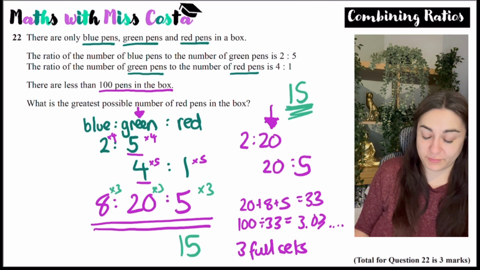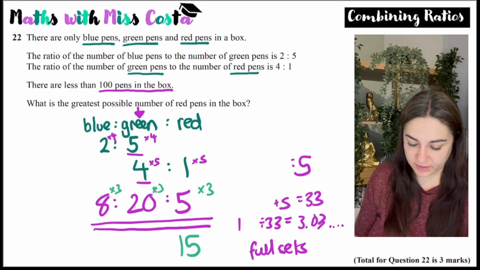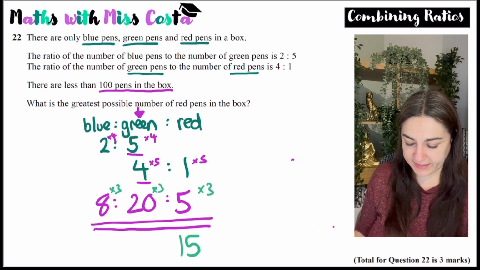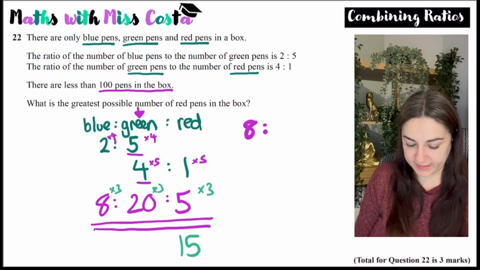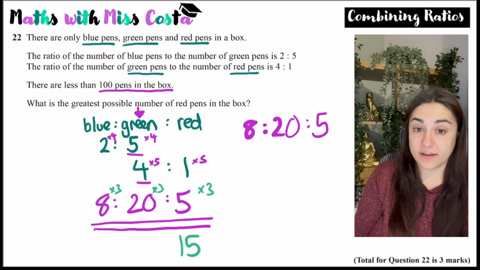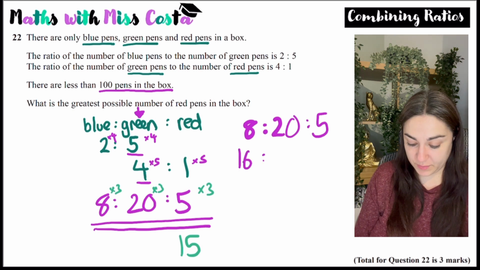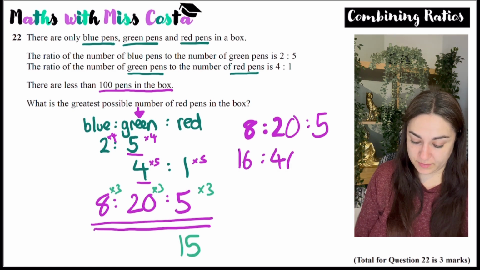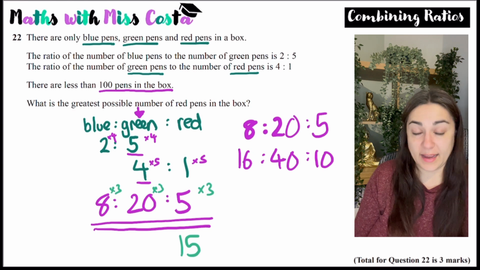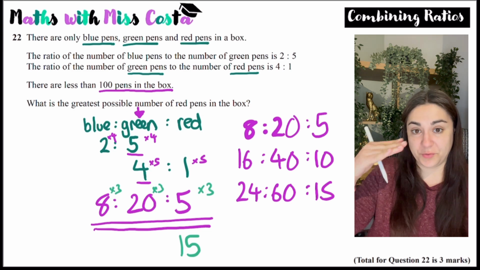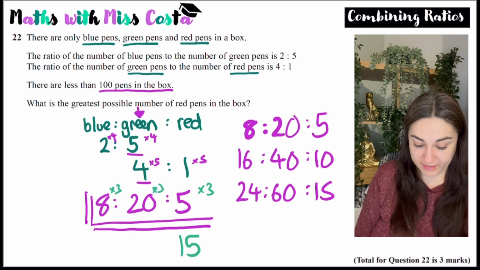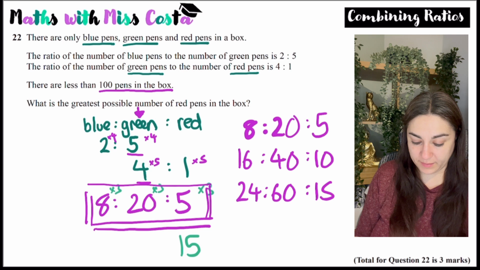Another way that you could have done it is just thought to yourself, okay, if the ratio is for every 8 blue pens, there are 20 green pens and 5 red pens, double it. So the next time you split it, it would be 16 to 40 to 10, add on another set of the ratio, that would be 24 to 60 to 15. So each time you split in ratio, you need to make sure that you're dividing by all of the parts.